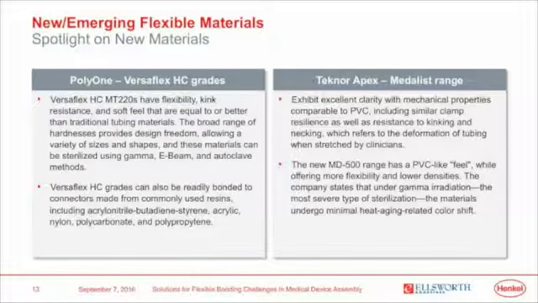You'll see here that they do reference that these materials can be sterilized by many of the common methods. They can also be easily bonded to a variety of common connectors, so things like ABS, acrylic, nylon, PC, and polypropylene. On the right side, the second example company listed here is a company called Techner Apex with their Metalist range. And like the Poly1, they have developed these Metalist grades, specifically their MD500 range, to be very much like PVC in terms of feel, flexibility, and densities. They likewise also cite the ability to withstand many of the common sterilization methods, including gamma.